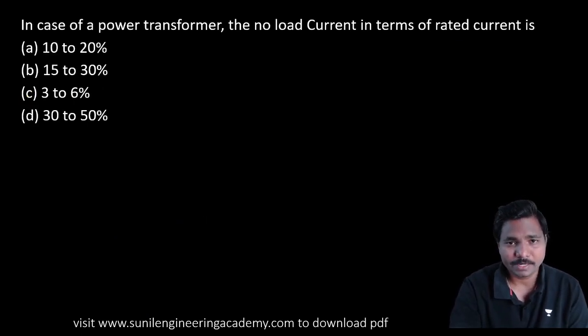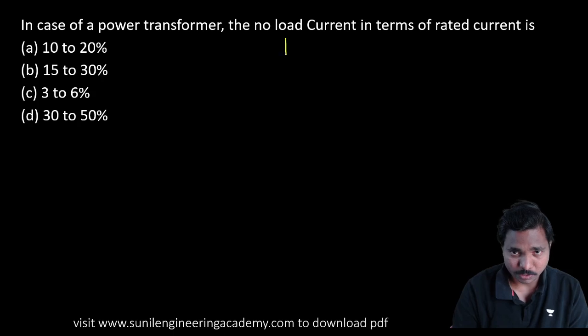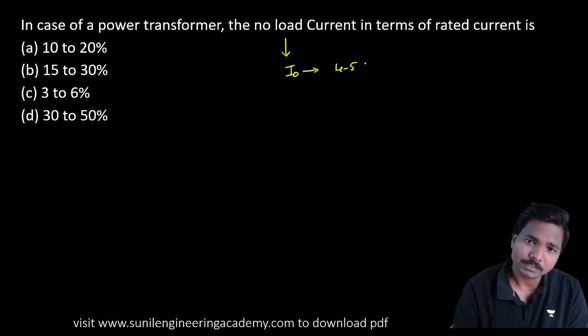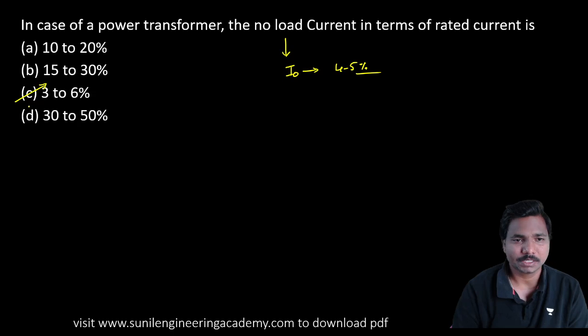In the case of a power transformer, the no load current in terms of rated current: just now I have given that I naught is generally 4 to 5%. Here 4 to 5% means less; 3 to 6% also we can give according to the question. Coming to the next one.